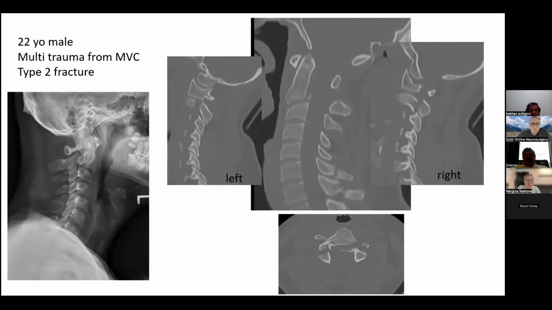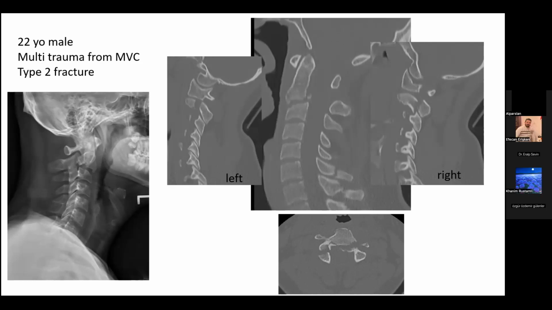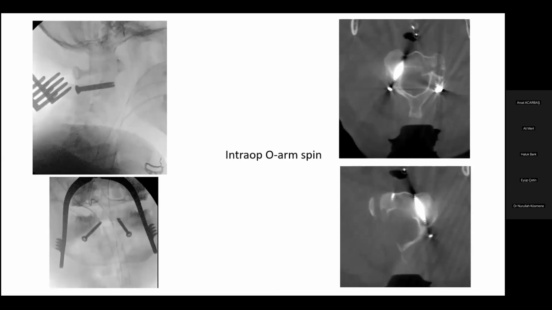This is just an example of one we did recently, 22-year-old male. He was a multi-trauma from an MVC, type 2 fracture. You see, it's a fairly displaced one, but not terrible. But the fracture pattern itself appeared to be amenable to direct osteosynthesis. We actually started this case with navigation, thinking we would navigate, which seems to be useful. But the problem with it is it's hard to control the fracture in the body of C2 at the same time. And we actually converted this over to just inserting our screws with fluoroscopic assistance.